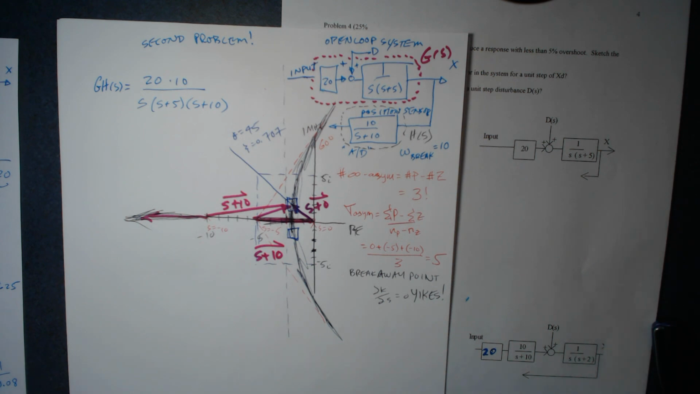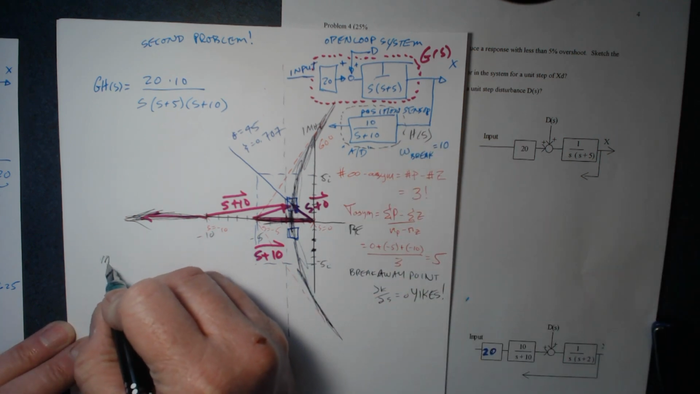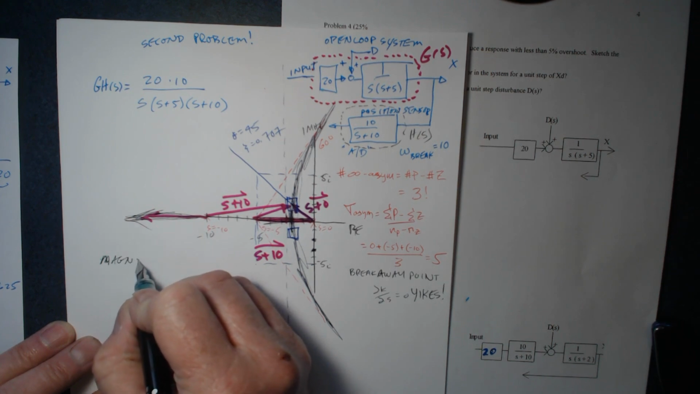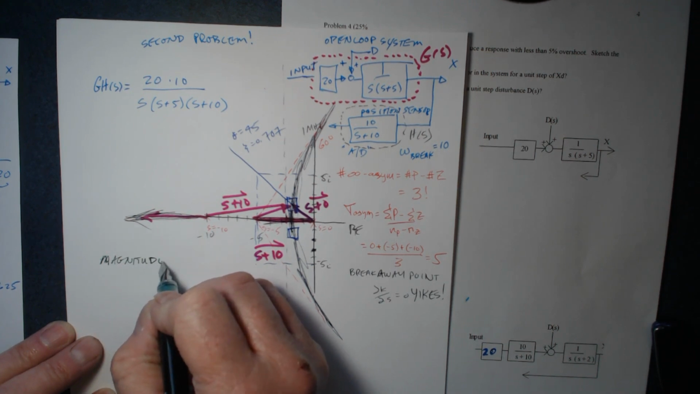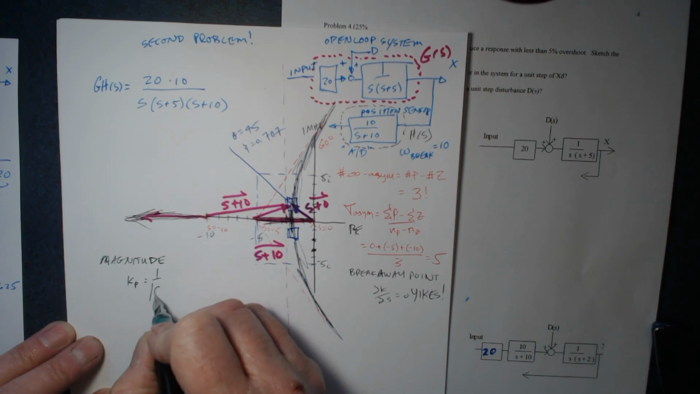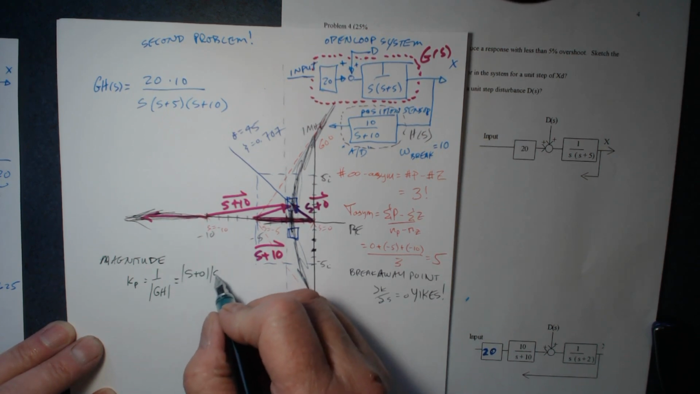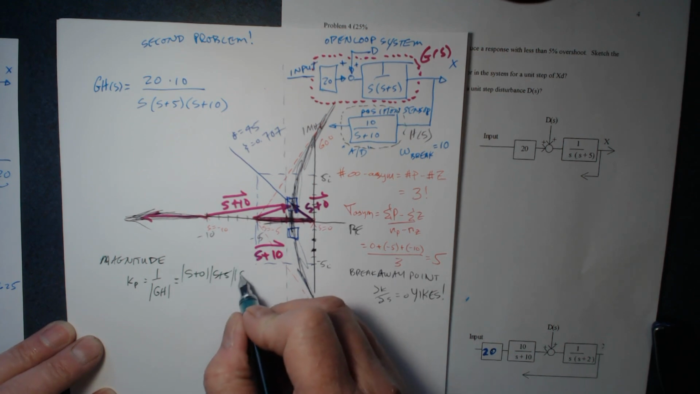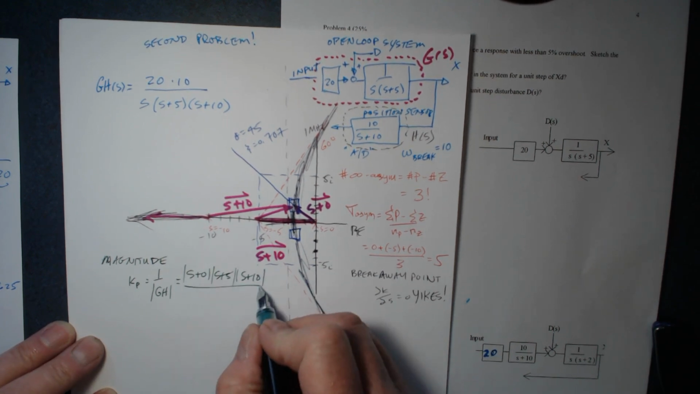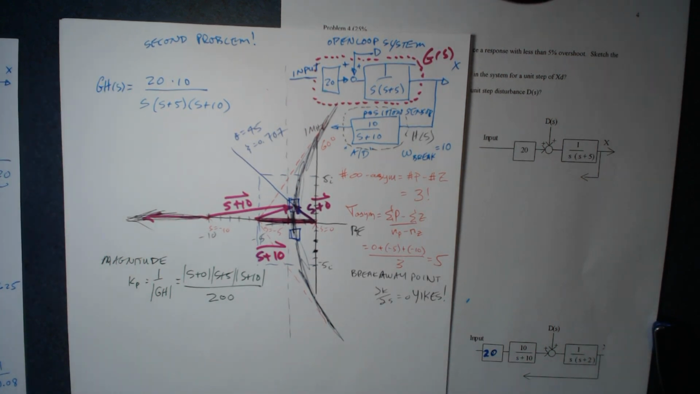Now, in order to find what gain I should use to make that system go to that spot, I'm going to use the magnitude criterion, which says Kp is equal to 1 over the magnitude of GH. That's going to be s plus 0, how big is that? S plus 5, how big is that? S plus 10, how big is that? Divided by, and I have to put everything on the bottom, that's 200. So now all I have to do is find out how big these vectors are.